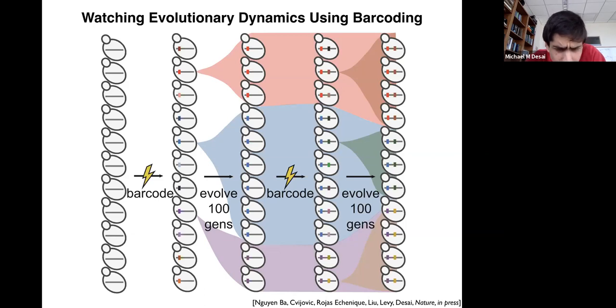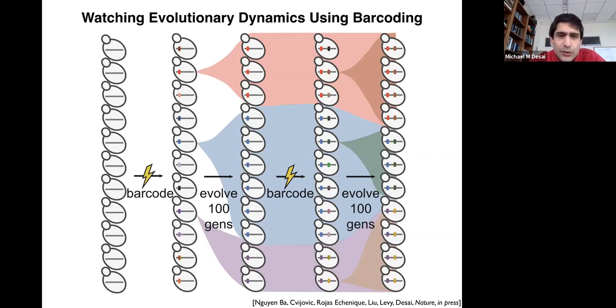The problem with the first version of these approaches is that some lineages get beneficial mutations and they start to spread through the population and they take over. And before too long, basically when a selective sweep has occurred, you no longer have any barcode diversity in the population and you sort of become blind again. And so a graduate student and a postdoc in my lab, Jose Rojas Echenique and Alex Nguyen Ba, developed a method to repeatably barcode evolving yeast populations.